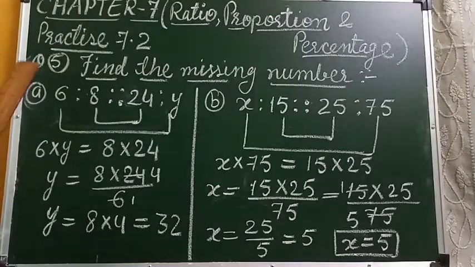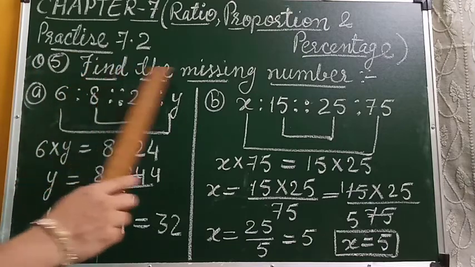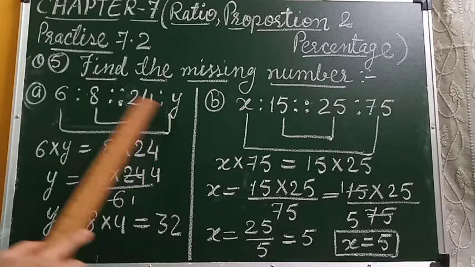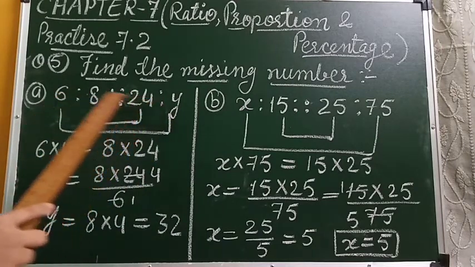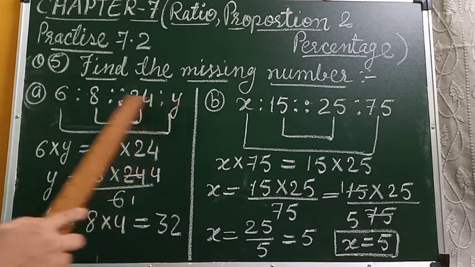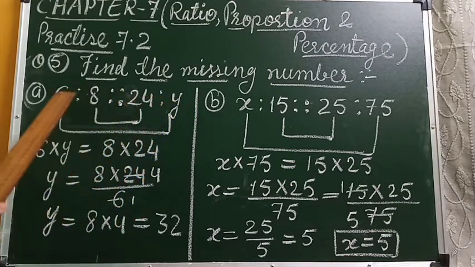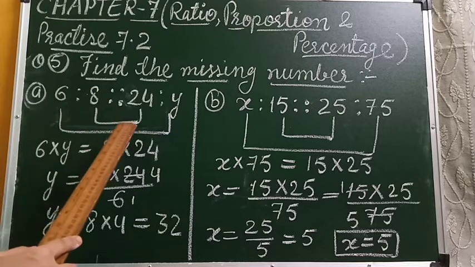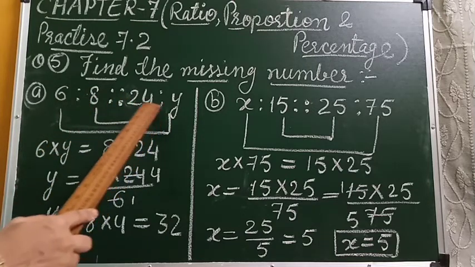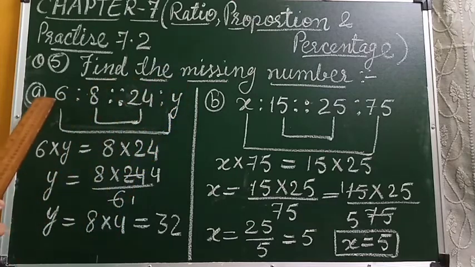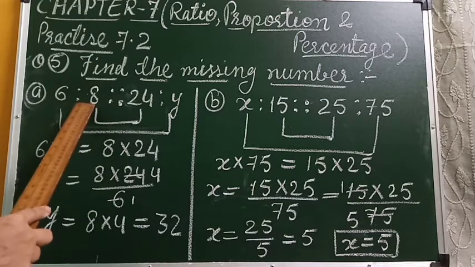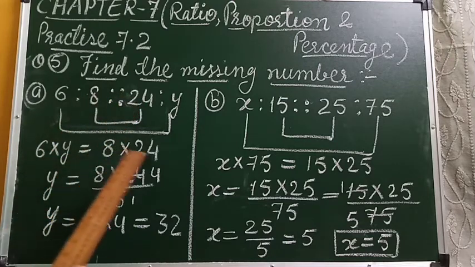So students, in question 5, again we have to find the missing number. Proportions are given and we have to find the missing number. Proportion is given, that means 6 is to 8 proportionate to 24 is to y. So proportion is given, that means product of means should be equal to product of extremes. So by following this rule, we can find out the missing number. So here product of extremes 6 into y will be equal to product of means 8 into 24.